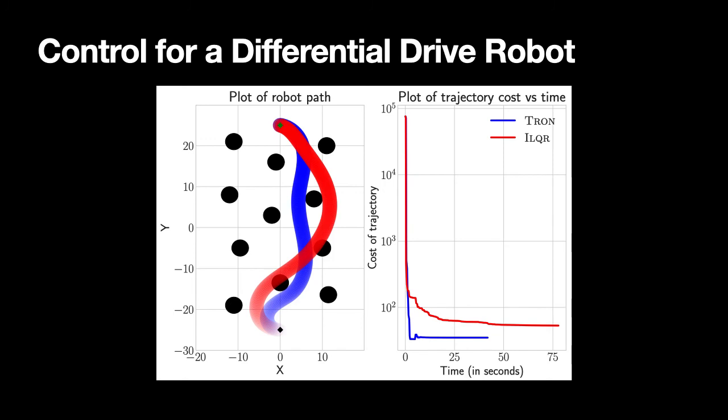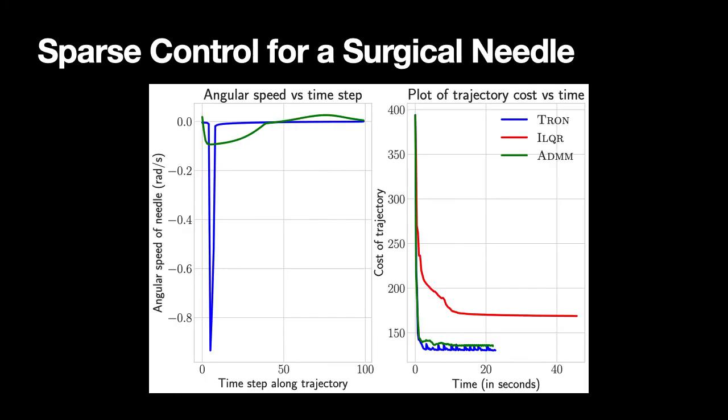We test TRON on a motion planning task for differential drive robot with collision avoidance and we compare it with ILQR. As expected with non-smooth cost function, ILQR has extremely slow convergence while TRON quickly converges to a collision-free path. We also tested TRON on the surgical needle application where we desire sparsity in the angular speed of the needle. We compare it with ILQR and a recently proposed ADMM-based approach. TRON outperforms both in convergence and results in a sparse trajectory which is highly desirable in this application.